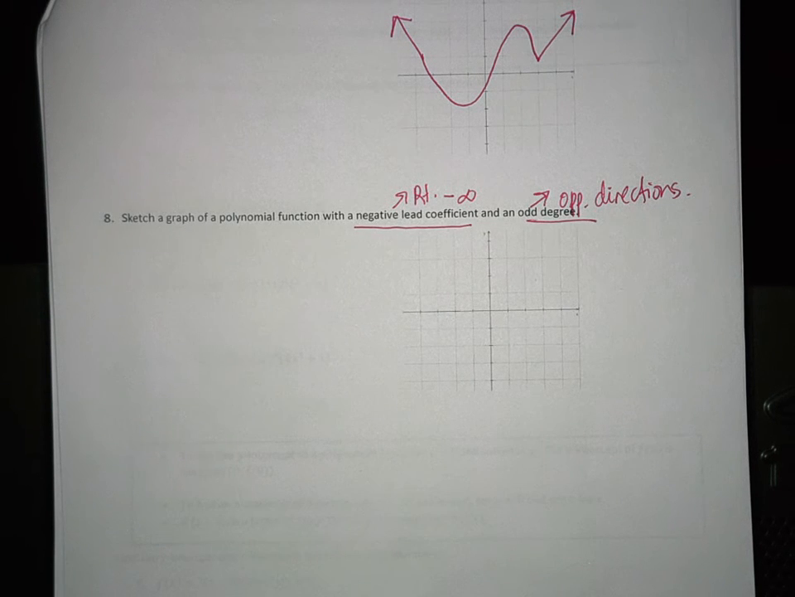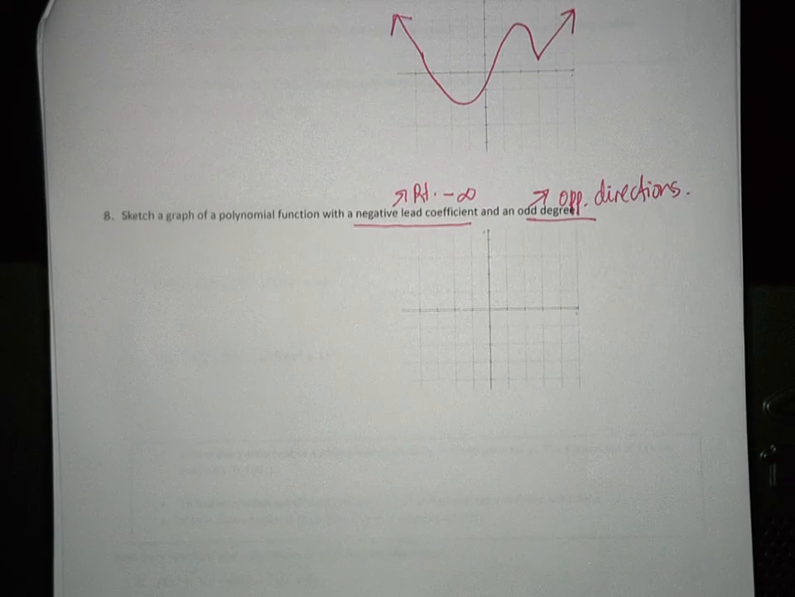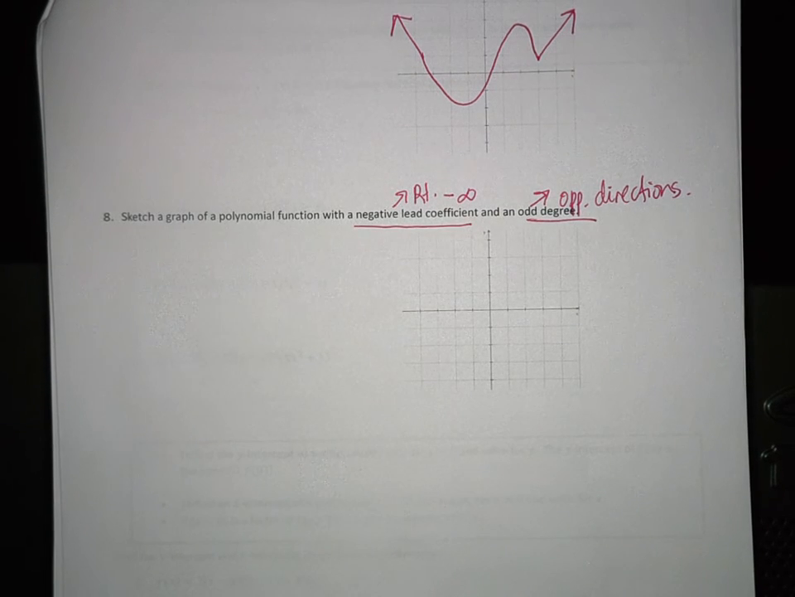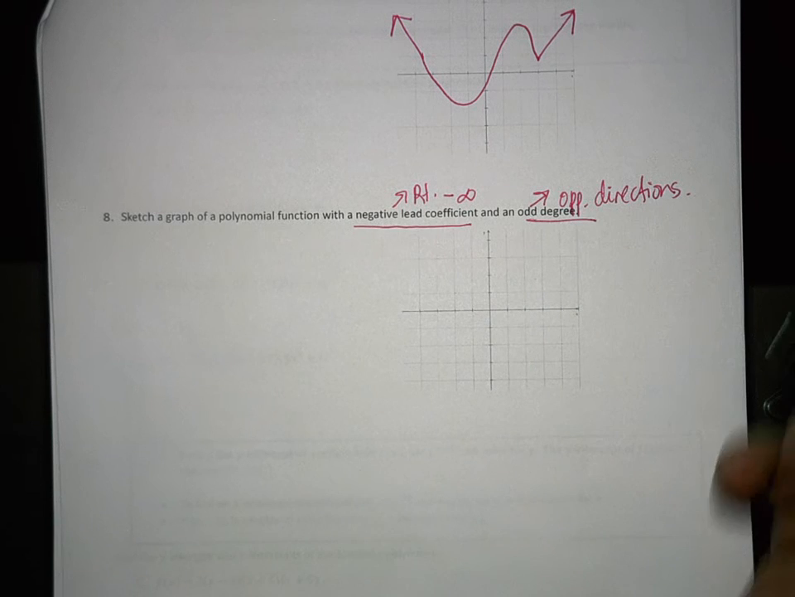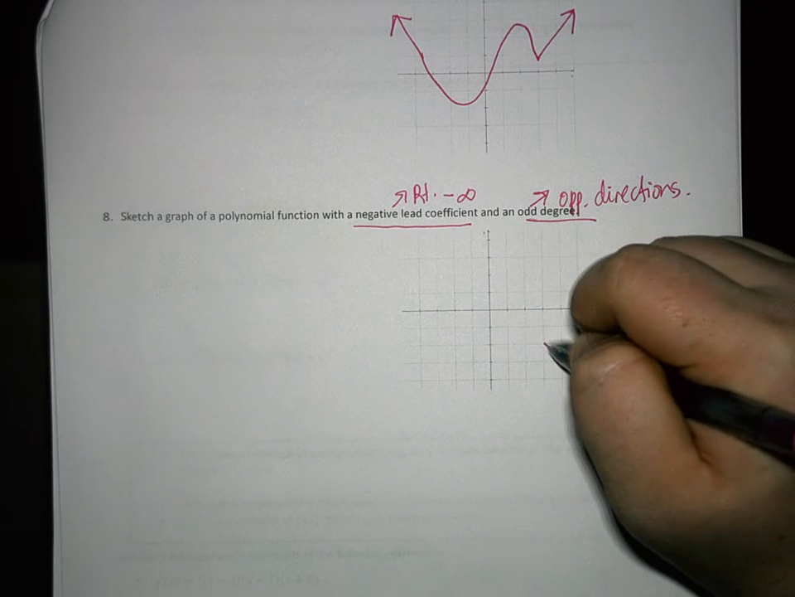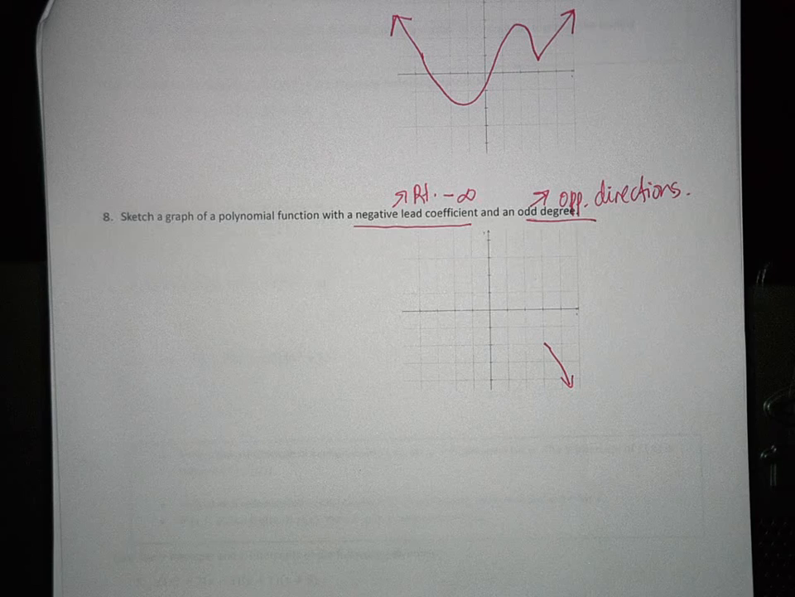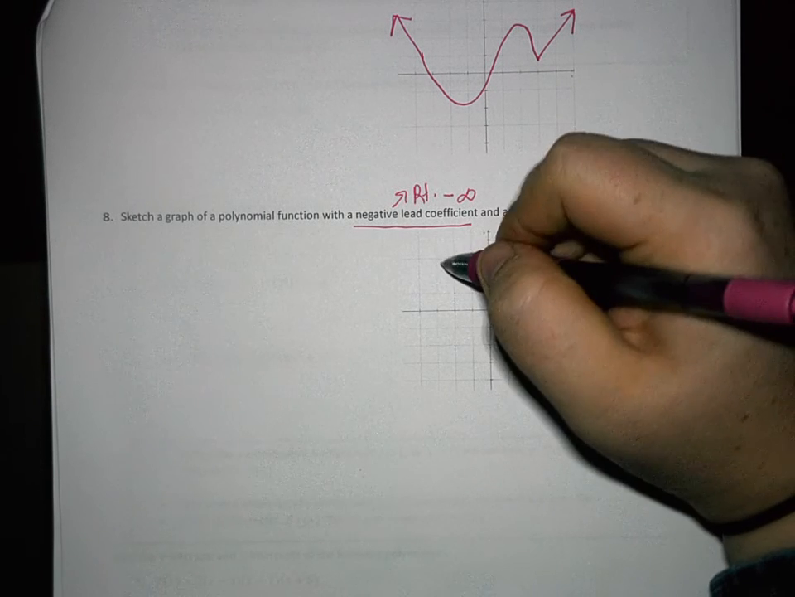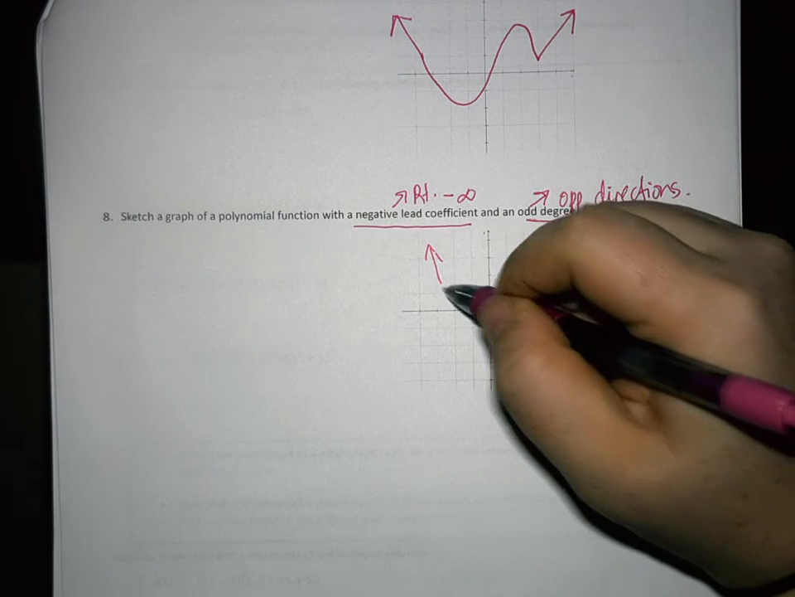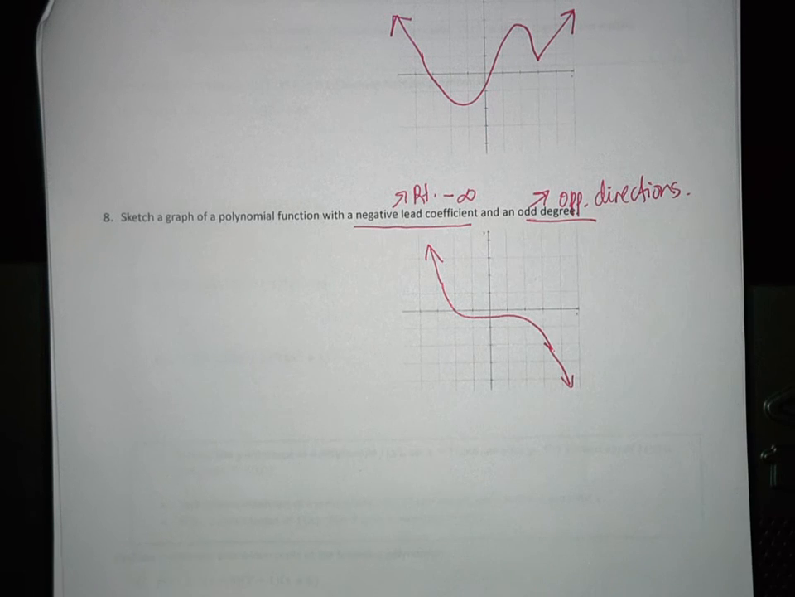Would anybody like to come up and draw one? Okay, Lavina. Good, so the right side she drew is going to negative infinity. On the left side, it's going to end up going to positive infinity, and then she is just going to draw a graph in between. Perfect. All right, do we have any questions?